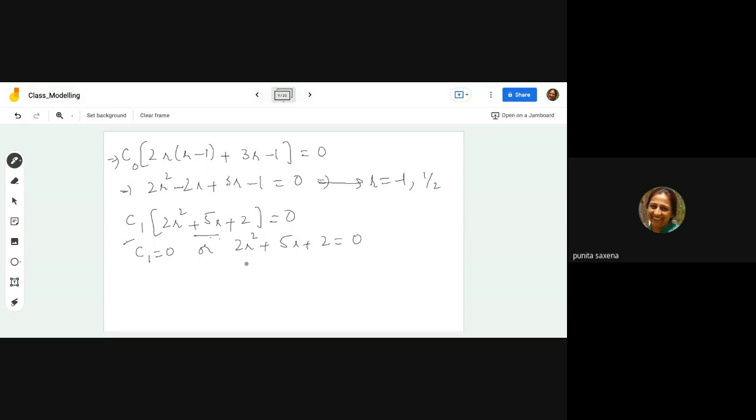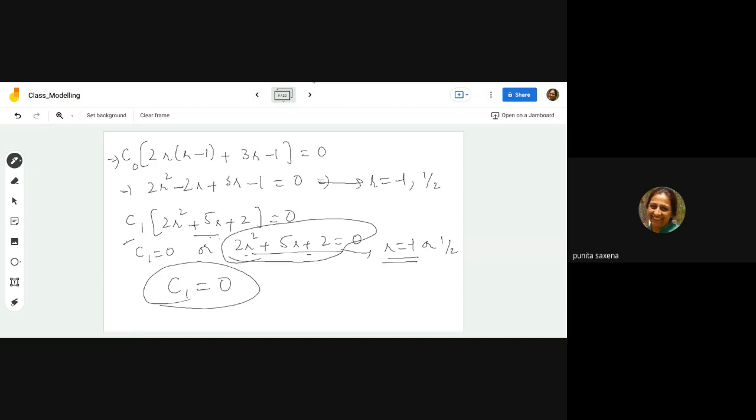तभी तो product 0 है. Right? Now, this term cannot be 0. Why? Because r is either minus 1 or half. So even for r equal to minus 1, this term is not 0. And for r equal to half, definitely this is not 0. Is this clear? So that means the only option that we have is the fact that C1 is 0.